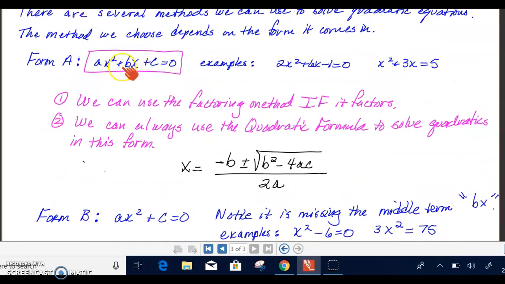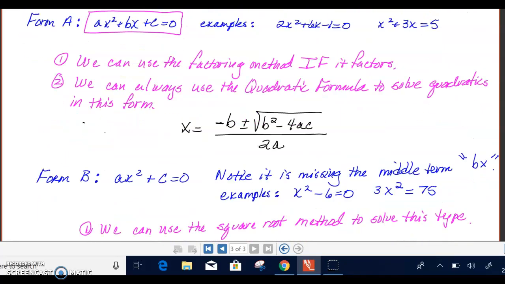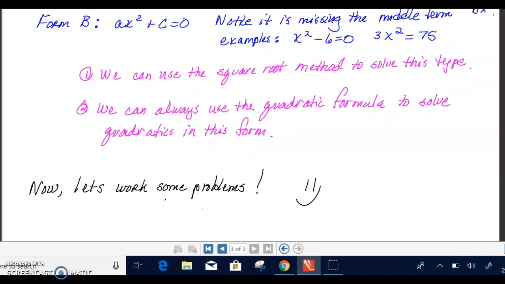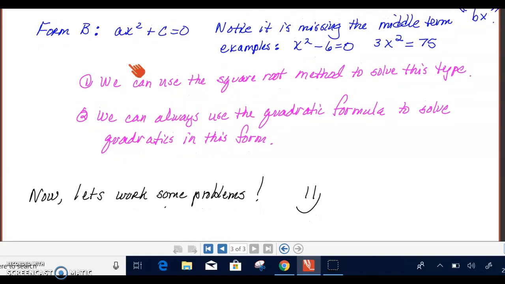In both of these cases, it's missing that bx term, that middle term. See up here, it's missing the bx term. Again, we can use the square root method. I'll illustrate that in a minute. Or we can always use the quadratic formula to solve a quadratic in this form. That quadratic formula is kind of nice because I can use it for both forms.